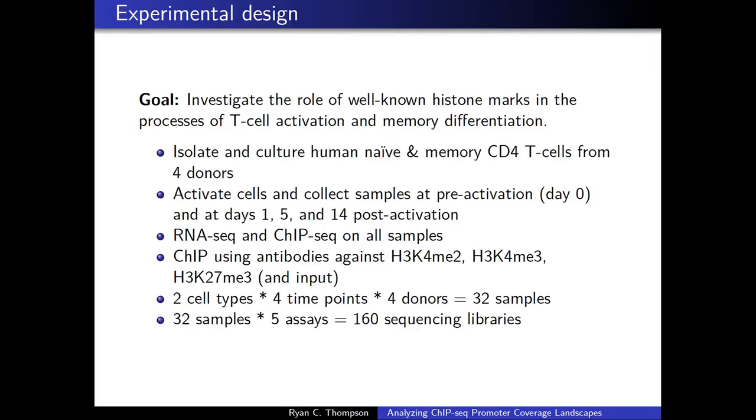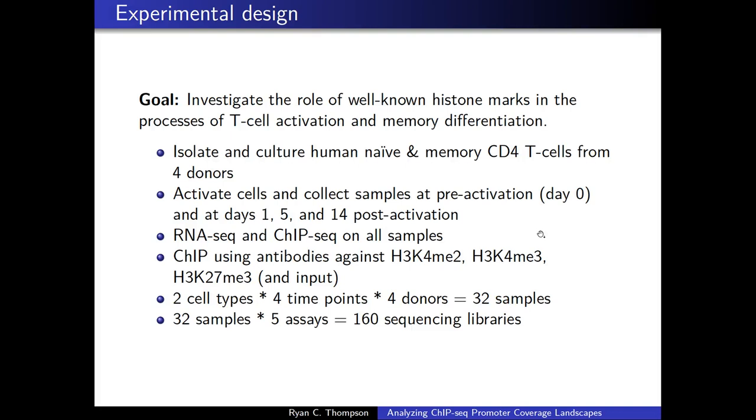So the overall abstract goal of this experiment is to investigate the role of well-known histone marks in the processes of T-cell activation and differentiation into memory cells. To do that, we started with 4 human donors from which naive and memory CD4 T cells were collected. We activate those cells and we collect samples at the 4 time points that I mentioned. That gives us 32 samples because it's 4 donors, 2 cell types, 4 time points.